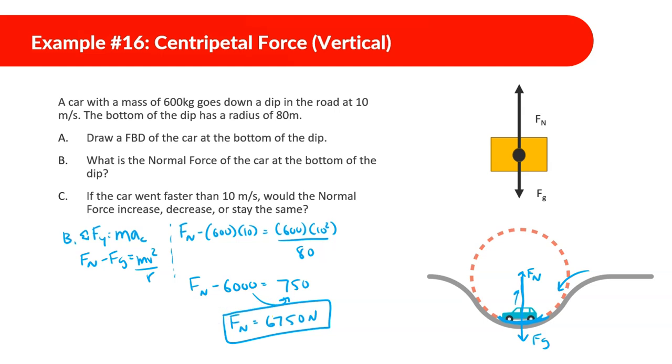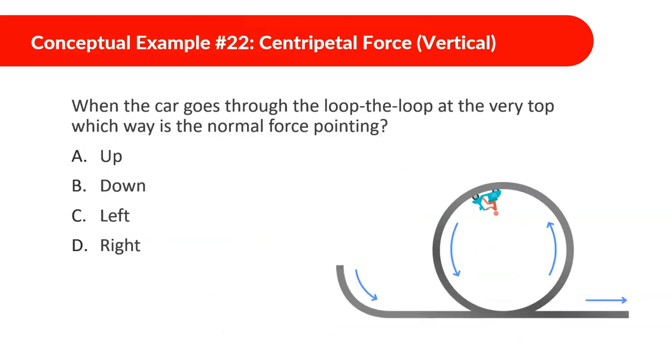It's kind of getting squished. Okay, so part C. If the car went faster than 10 meters per second, would the normal force increase, decrease, or stay the same? Like I was mentioning, the faster this is going, when it reaches the bottom, it's going to squeeze more and more with the bottom of it. So more squeeze, more contact, more normal force. Okay, it'll increase.